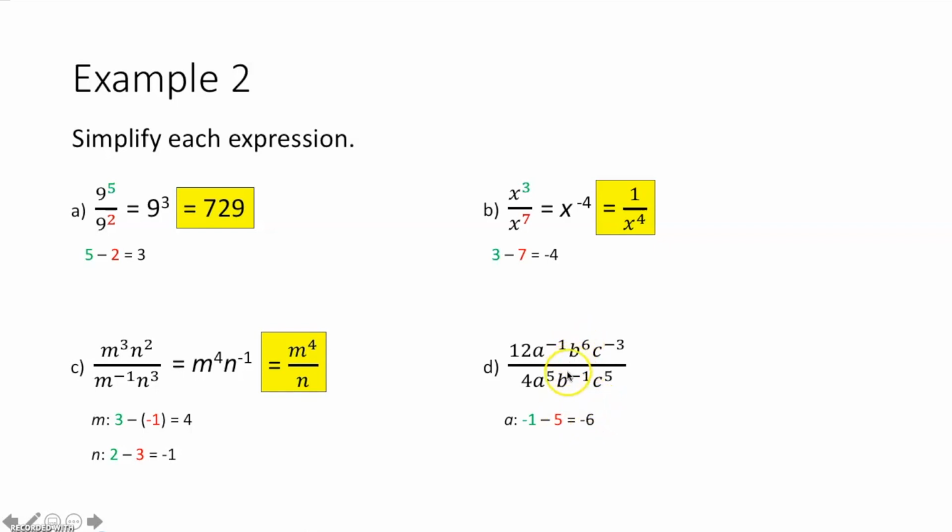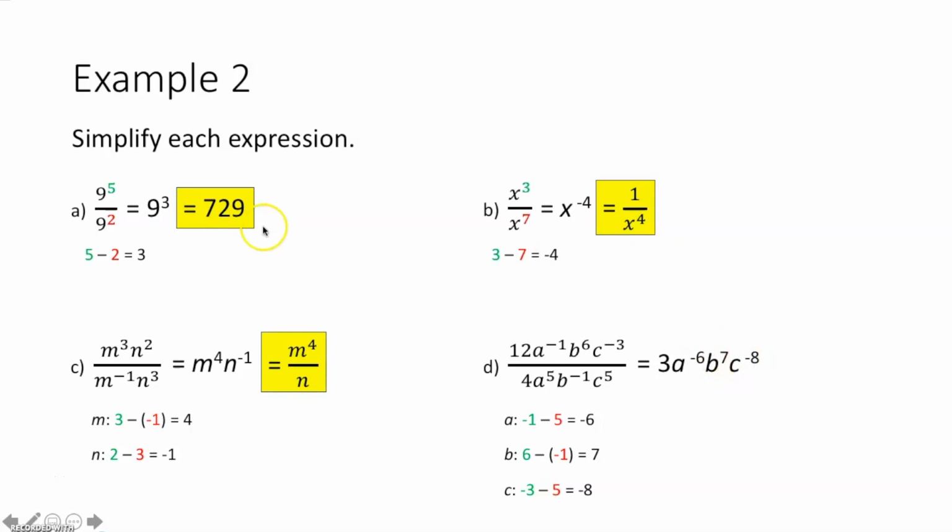We have b to the 6th over b to the negative 1st. Subtract the exponents. What's 6 minus negative 1? Same thing as 6 plus positive 1. That's 7. So we have b to the 7th. And then c, we have c to the negative 3rd over c to the 5th. When you divide like bases, you subtract those exponents. What's negative 3 minus 5? That's negative 8. So we end up getting 3, a to the negative 6, b to the 7th, c to the negative 8.